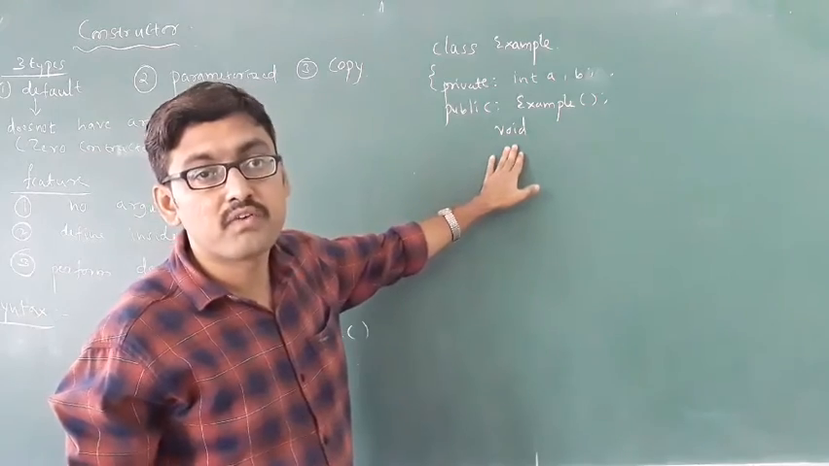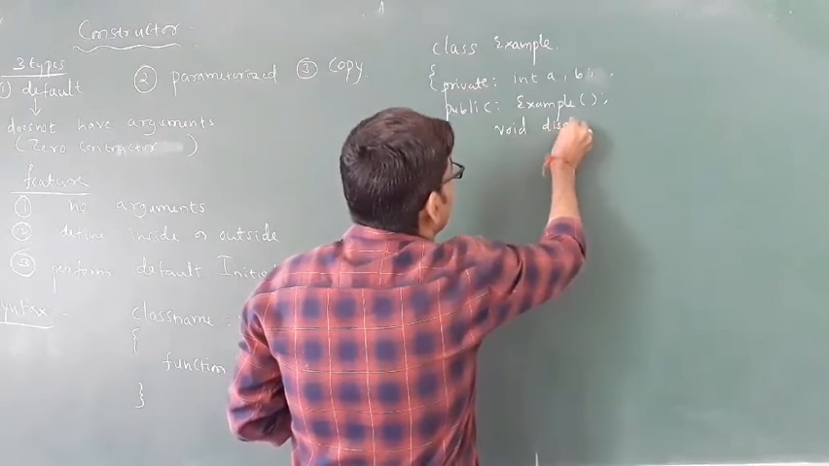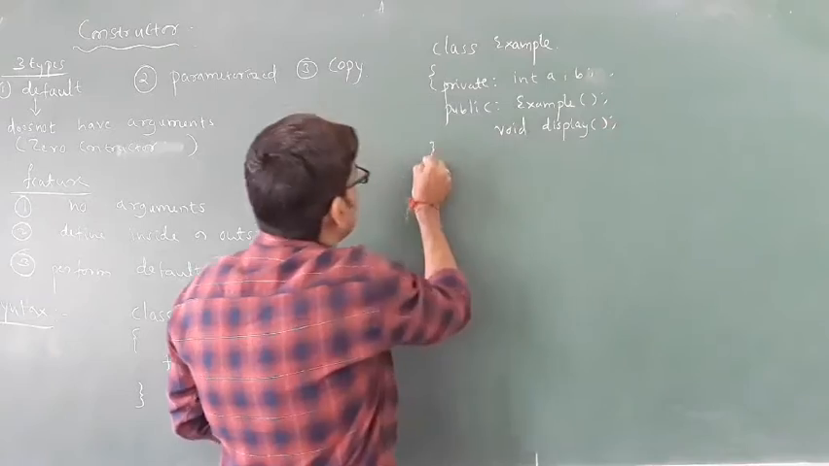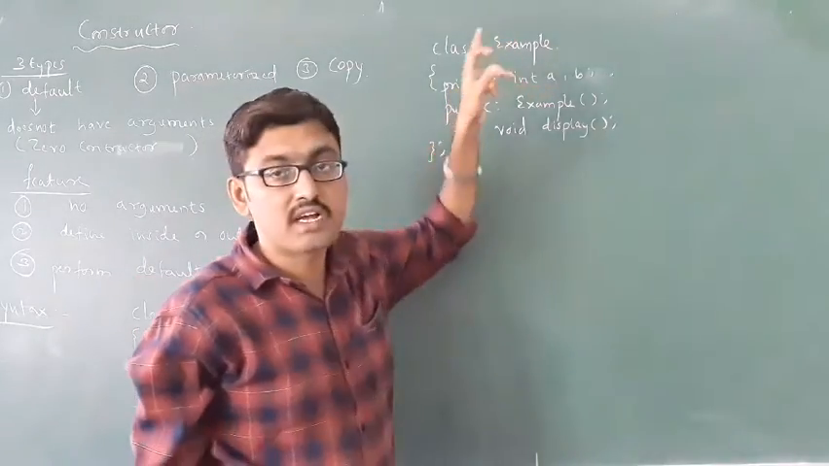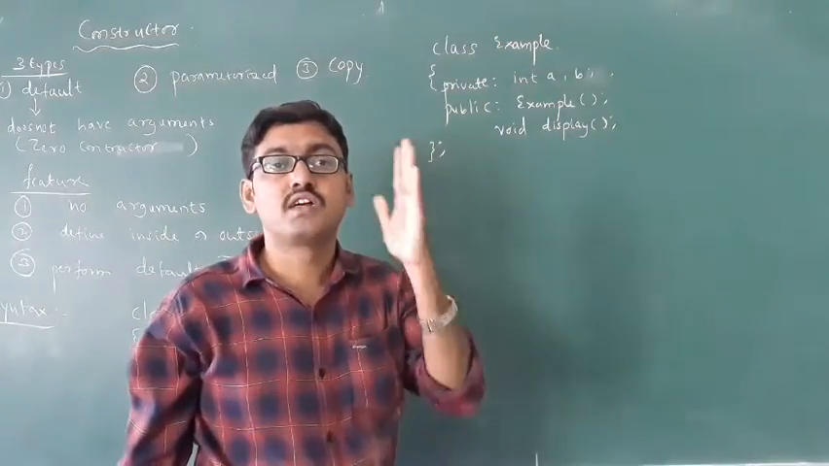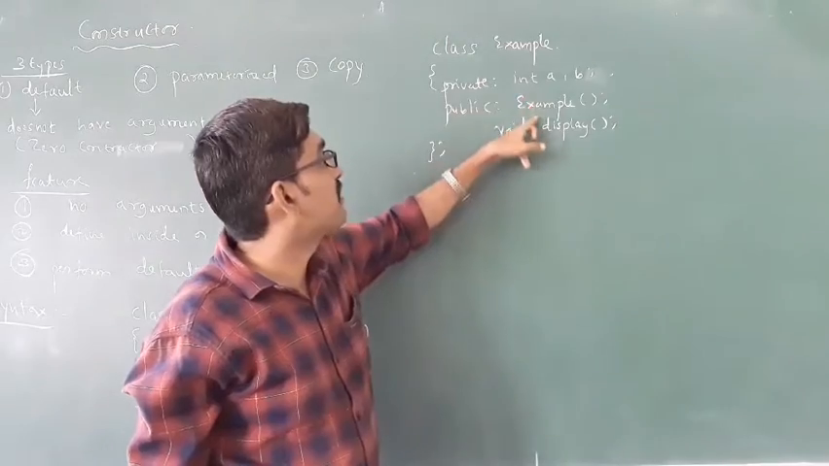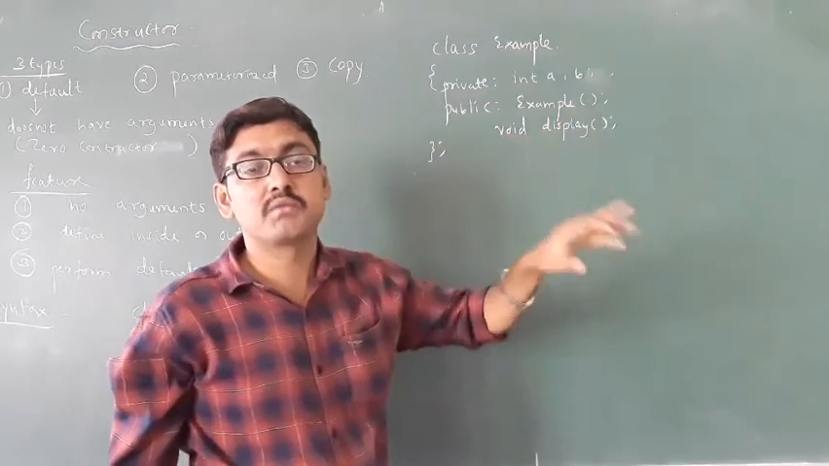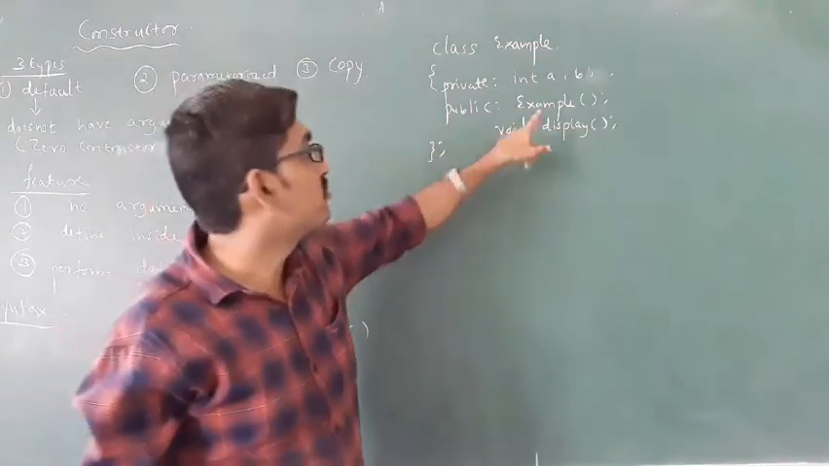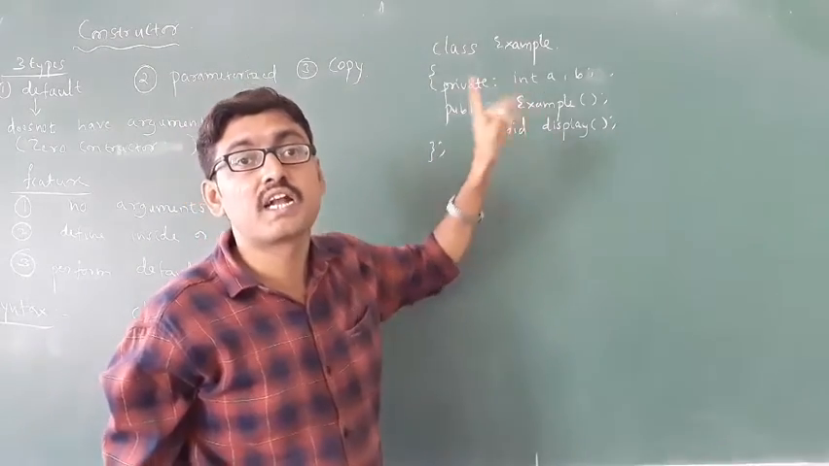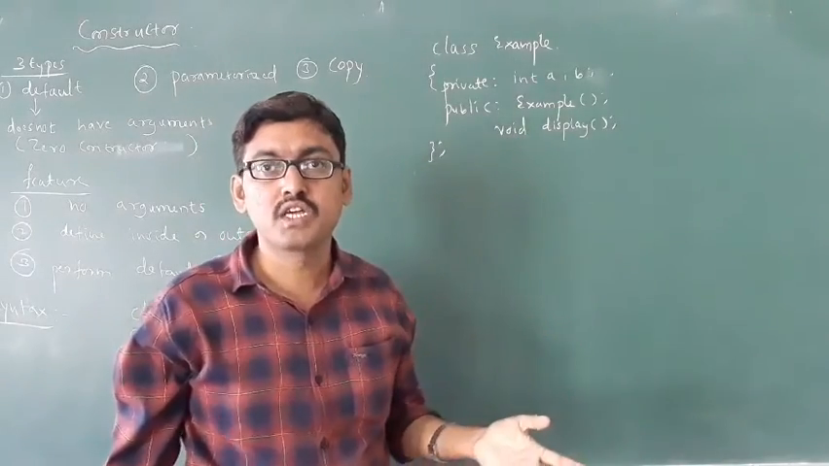Then for displaying purpose I am writing void display. Then close the class. This is nothing but the characteristics of a constructor. It is used to initialize the data members. The class name and constructor name are always the same. The class name followed by brackets is nothing but a constructor. Why do we use it? To initialize the data members. Initialize the a and b values in it, that's all. Got it? It's a very easy concept. You have to remember it.